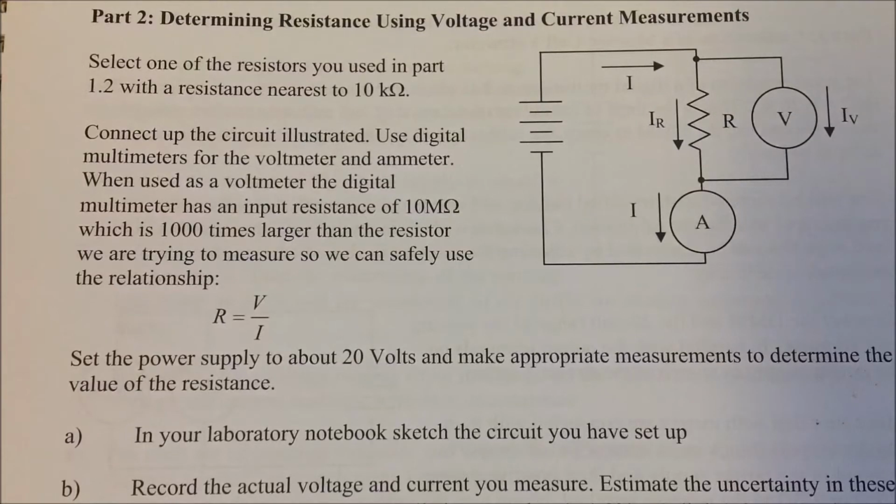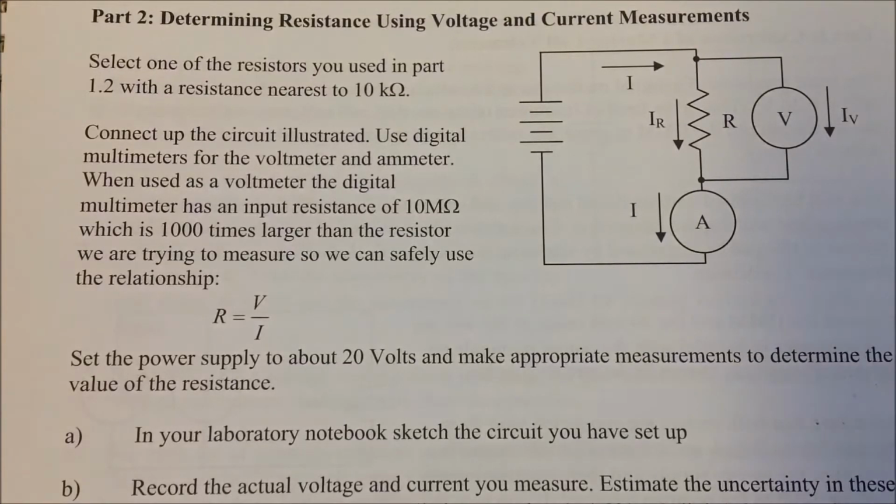In the second part of this exercise, you'll take the 10 kilo ohm resistor that you've used previously and measure its resistance directly by measuring the voltage across it when a current is forced through it. We're going to use a digital multimeter to measure voltage and another digital multimeter to measure current. So we'll get some reasonably good measurements of voltage and current and then calculate the resistance with its uncertainty. The resistance R is simply voltage divided by current. R is V over I.